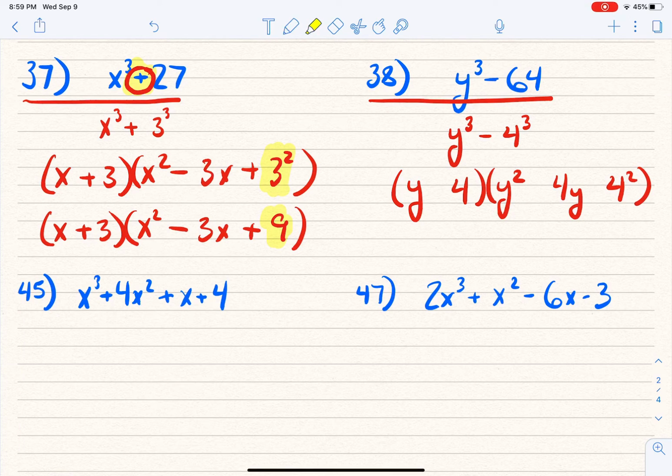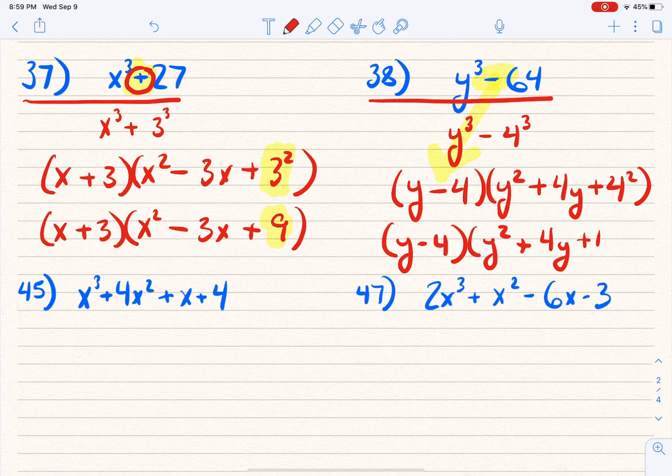And to remember the signs, we always remember whatever's here shows up in that first one. So that means this is going to be minus. And there's always only one minus, so therefore this has to be plus, plus. And I could simplify it a little bit and say y minus 4 times y squared plus 4y plus 16. And that's it. All right.